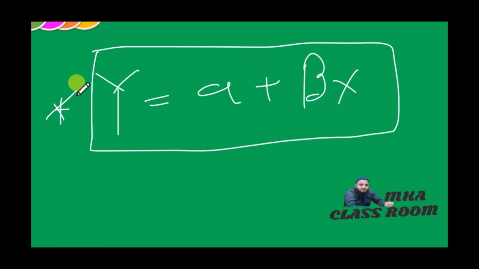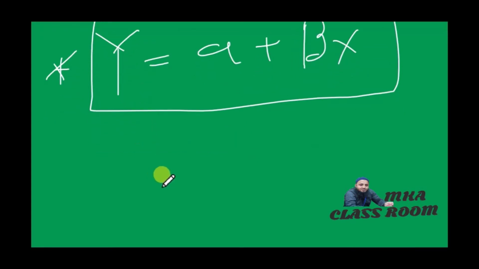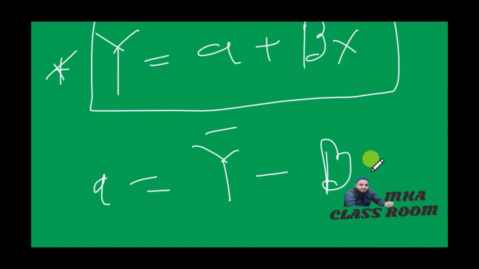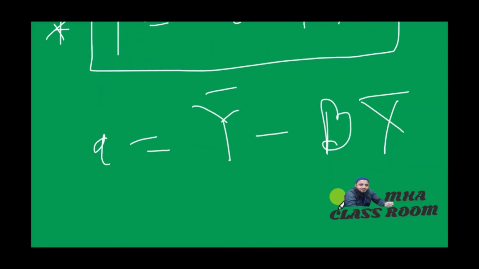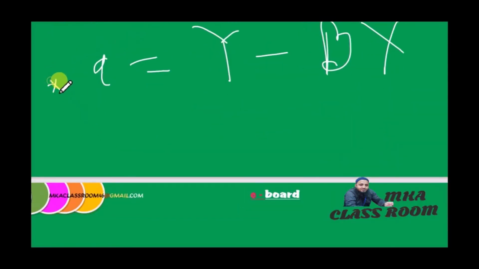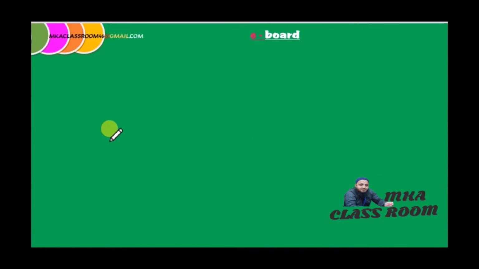By using this equation we will calculate our beta, like alpha equal to y bar minus beta into x bar, but this value, beta's value, is still unknown. So that's why we have to see what is the formula for calculating beta.